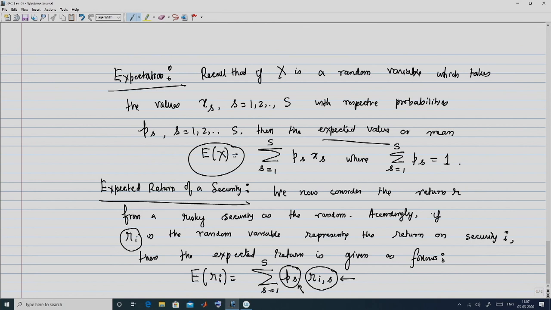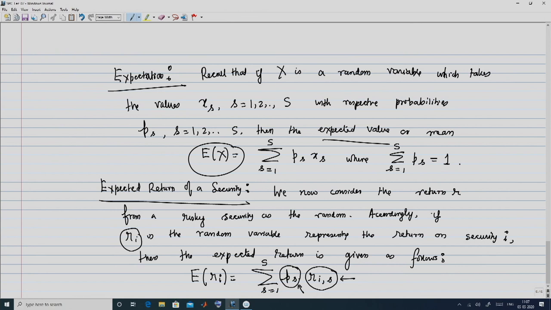So, an example for this could be that this small s equal to 1 to capital S, so that this capital S number of things could be the state of the economy. So, in particular if you go back to the binomial model, you can actually see this p of s, these are going to be p and 1 minus p, and for the return R i s, there are two possible values, namely your u and d, given by the upward and the downward movement.